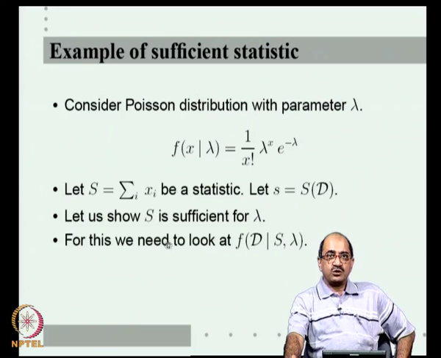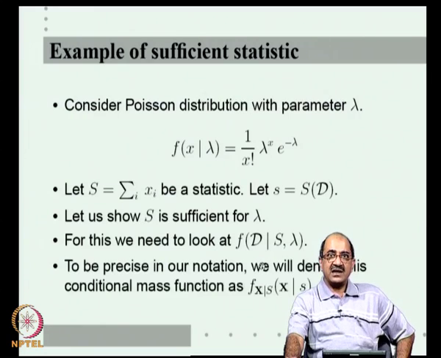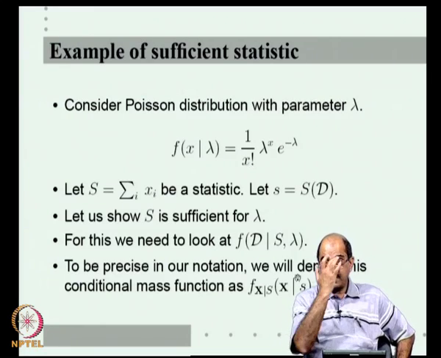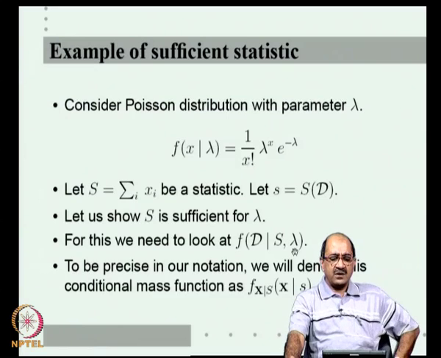To show S is sufficient, what do you have to show? We have to calculate the conditional density of D given S and show that it is no longer a function of lambda, because we have to actually calculate conditional densities. Here it is worthwhile to be a little bit precise in our notation. Lambda is only a parameter, we are in the maximum likelihood framework here, so I do not condition on lambda.